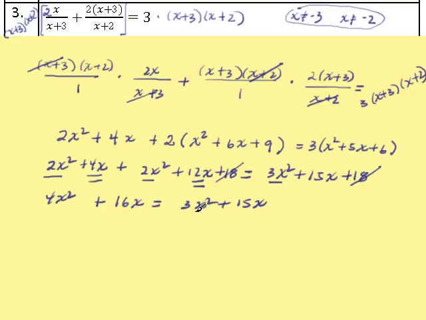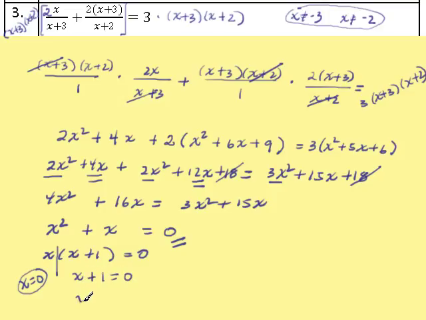Let's set this equal to 0, bring everything over to the left. So we're going to subtract 3x squared from both sides, and we're left with x squared. Subtract 15x from both sides, and we're left with plus x, equal to 0 on the right-hand side. Now we're ready to factor. We can do that by pulling out x. We have two factors, and we get the solutions x equals 0 from the first factor, and the second factor, x plus 1 equals 0, gives us x equals minus 1.